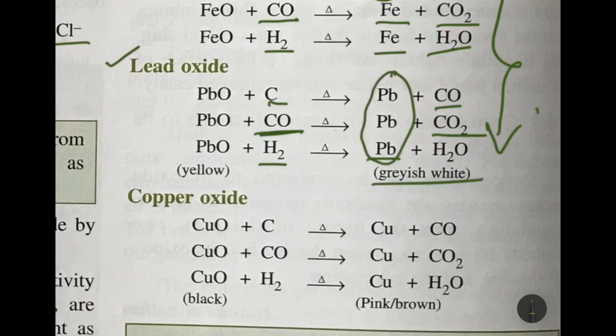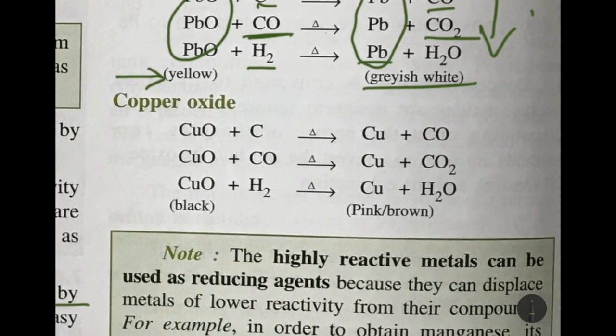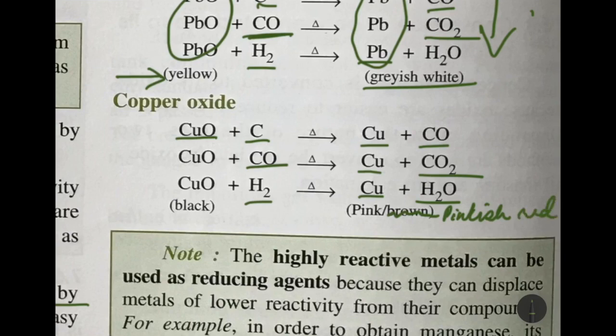Remember that lead is a grayish white metal, and lead oxide is yellow. So all these colors are important. Now copper oxide, which is black in color, with carbon will give you copper and carbon monoxide. With carbon monoxide will give you copper and carbon dioxide. With hydrogen you'll get copper and water vapor, and the color of copper is pinkish red or reddish pink. This is the color, please remember that.